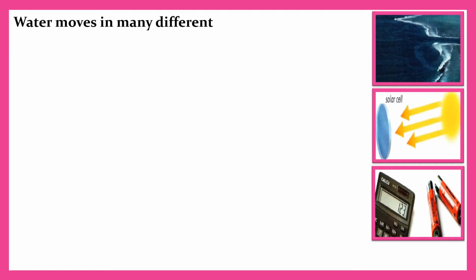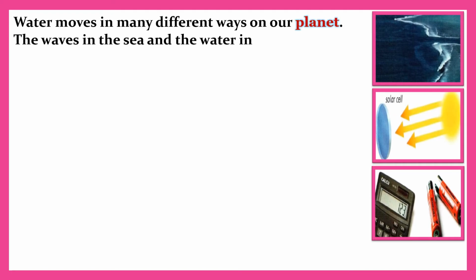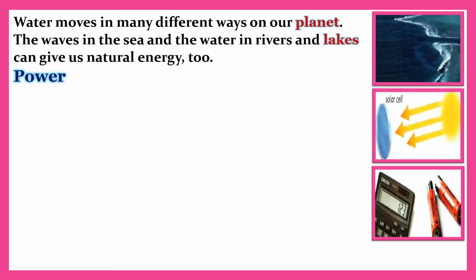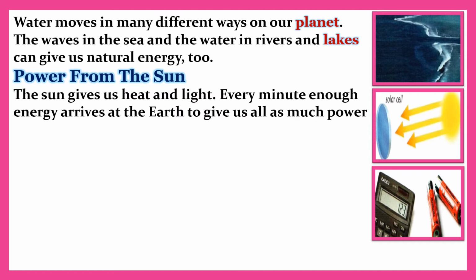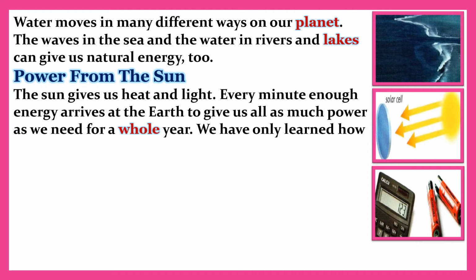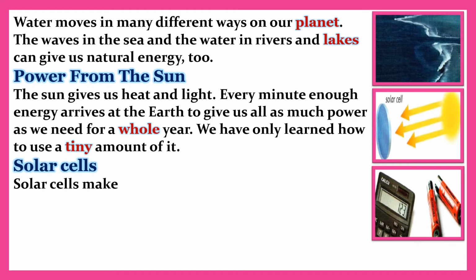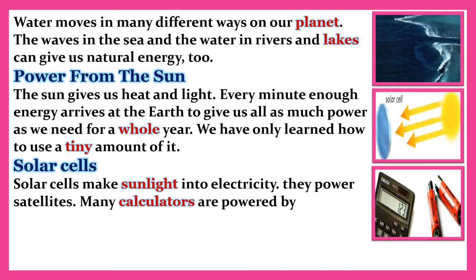Water moves in many different ways on our planet. The waves in the sea and the water in rivers and lakes can give us natural energy, too. Power from the sun. The sun gives us heat and light. Every minute enough energy arrives at the earth to give us all as much power as we need for a whole year. We have only learned how to use a tiny amount of it.